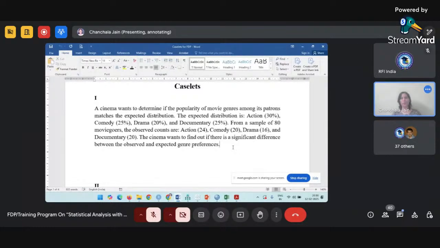Now you can see the first situation I'm showing you. I'm expecting you to read it and try to understand in this situation which test we can perform. Chi-square test will be applied. Okay, Rana ma'am. What about others? Any other opinion? ANOVA will also be applied.